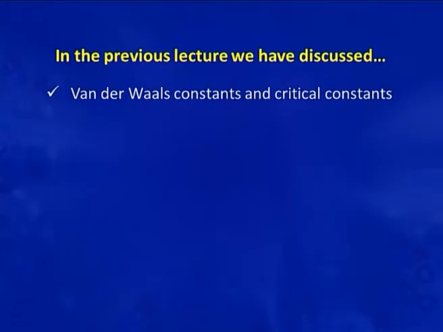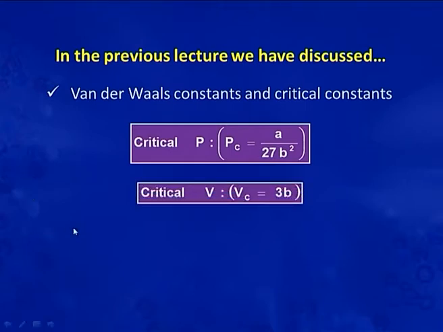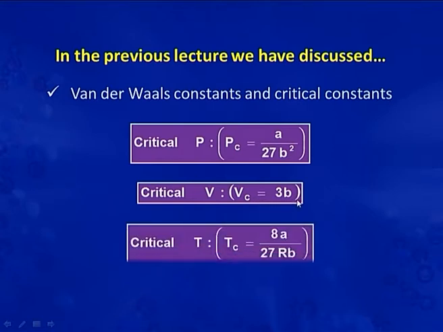Then we discussed the relation between van der Waals constants and critical constants. Critical pressure Pc is equal to a/27b², critical volume Vc is equal to 3b, and critical temperature Tc is equal to 8a/27Rb. a and b are the van der Waals constants here.